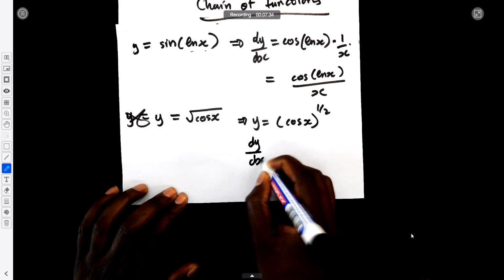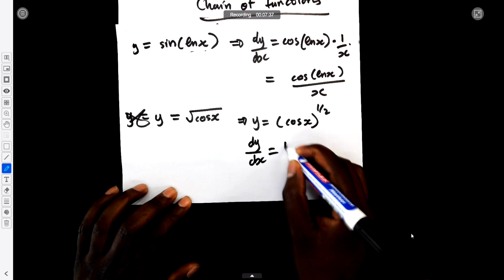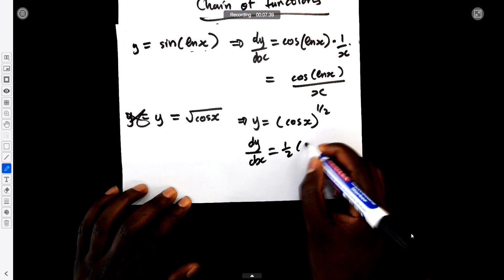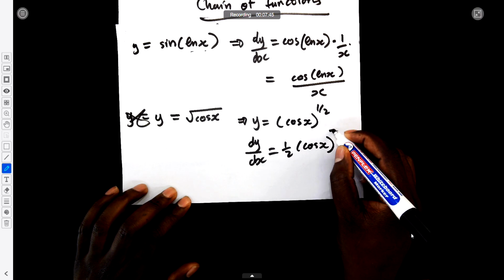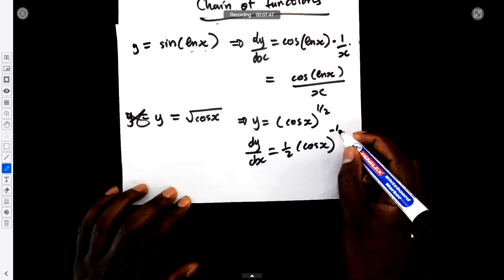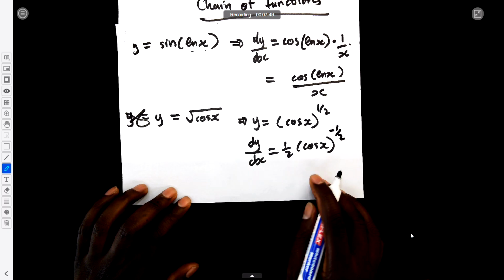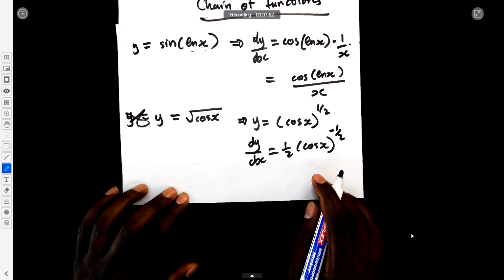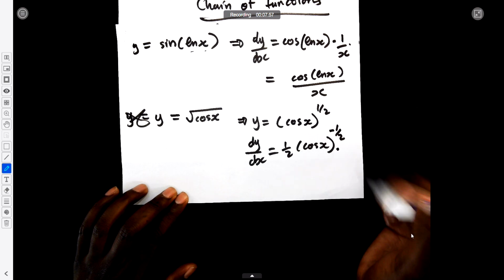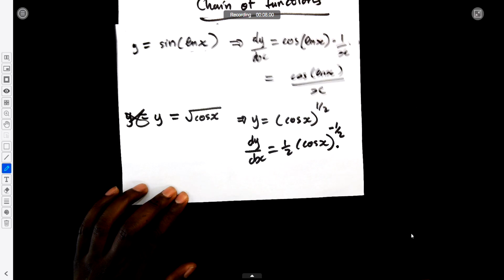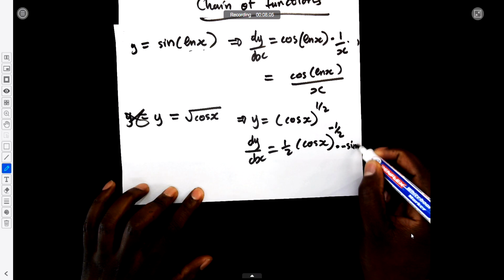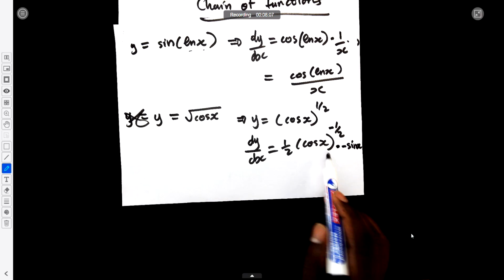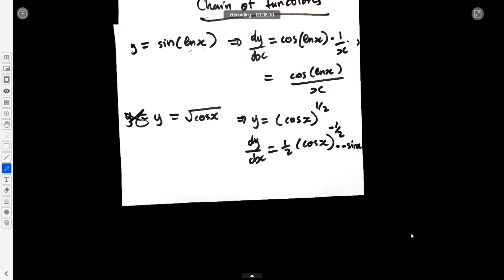The dy over dx is going to be equal to half. Therefore, cosine x, subtract 1 from the exponent, it's going to be negative half. Take half from 1, you get negative half. Make sure you multiply by the derivative of the function inside the bracket, which is going to be negative sine x. And you're supposed to multiply by the derivative of the angle, which is 1.